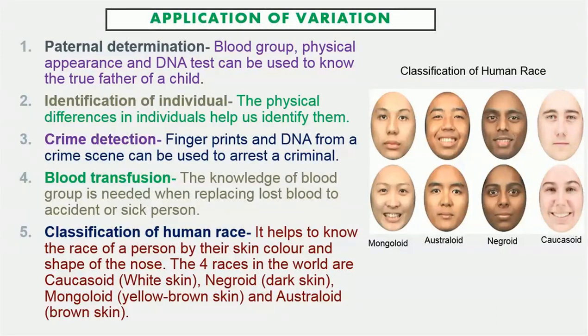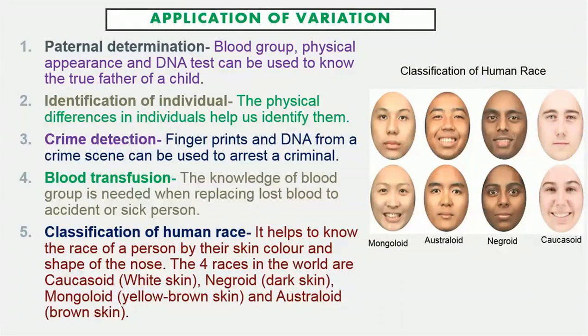Number 2 is identification of individuals. The physical differences in individuals help us to identify them. For example, if someone that is tall commits an offense, someone that is short cannot be accused of such offense. Or if someone that is fair commits an offense, a person that is dark skinned cannot be accused of committing such offense. Number 3 is crime detection.